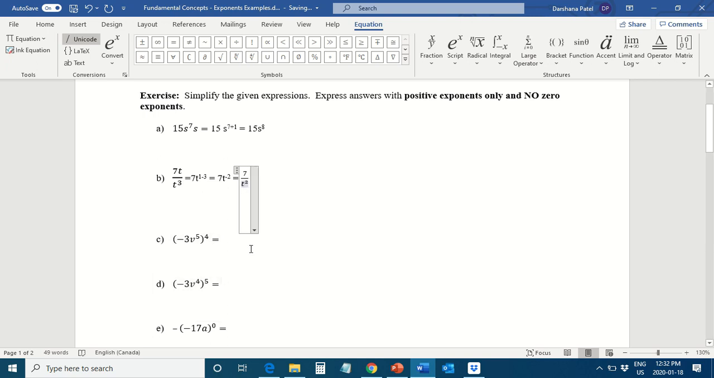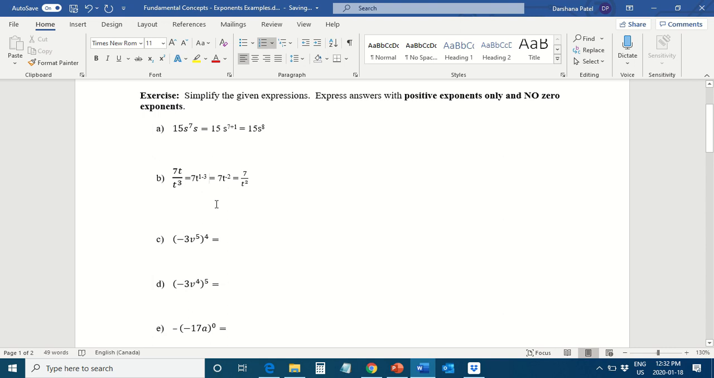Alternatively for this one, one more thing you could have done is subtract the exponents in the denominator. We could have directly said 7 over t to the power of 3 minus 1, which then will give us 7 over t squared.